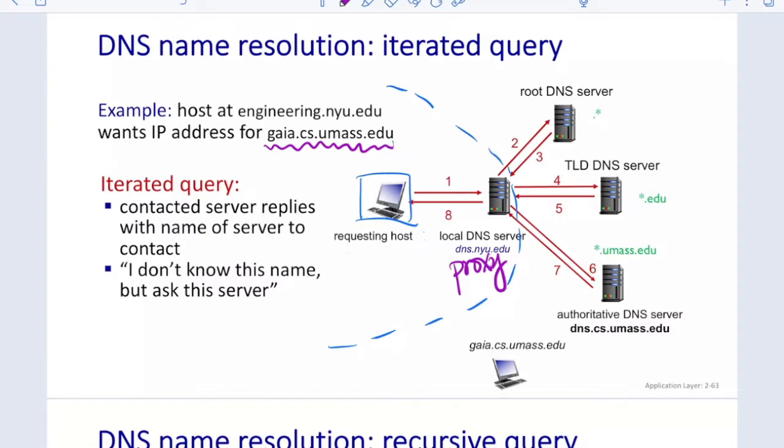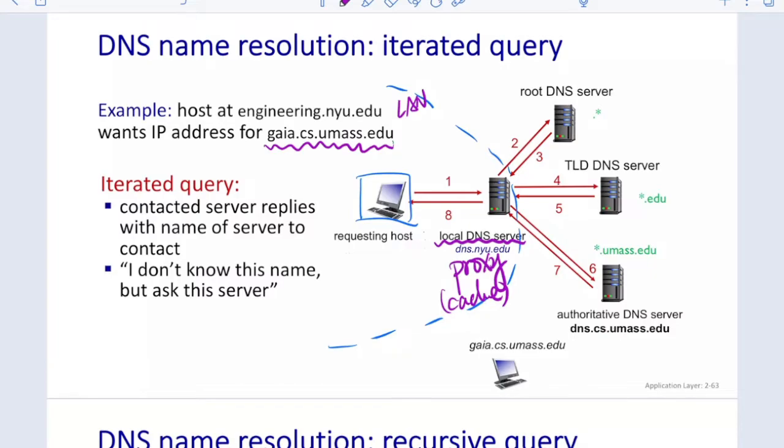So similar to an HTTP proxy, usually in our local area network we also set up a local DNS proxy server. It can help us cache the name and IP address mappings in this specific local DNS proxy or cache.